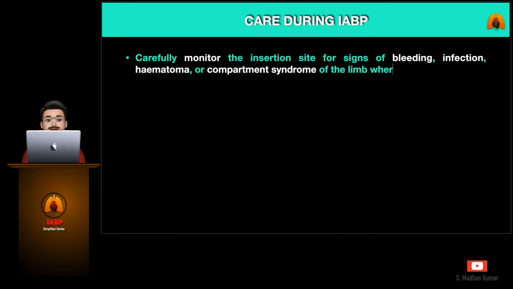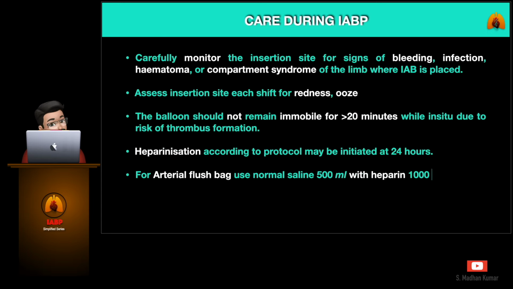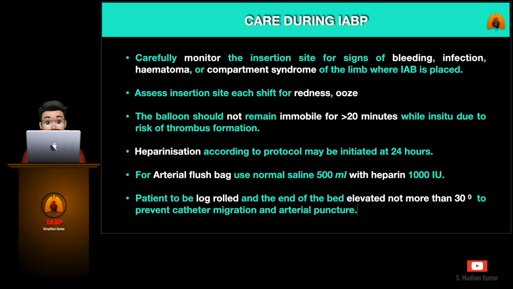Care during IABP. Carefully monitor the insertion site for signs of bleeding, infection, hematoma or compartment syndrome of the limb where IAB is placed. Assess insertion site each shift for redness, ooze. The balloon should not remain immobile for more than 20 minutes while in situ due to the risk of thrombus formation. Heparinization according to the protocol may be initiated at 24 hours.